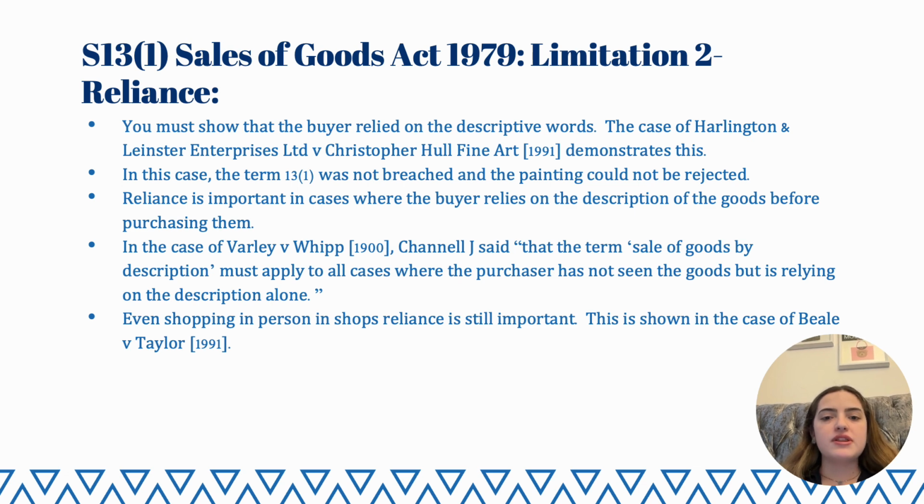When an employee was examining them, they claimed Christopher Hull knew nothing about the artist, as Harlington was an expert in this artist's work. Harlington purchased one for £6,000. It turned out to be a forgery. Harlington claimed for breach of implied term 13 subsection 1. The court stated that Harlington did not rely on Christopher Hull's description, but on the expertise of its own employees, so there was no breach of this implied term. Reliance is important in cases where the buyer relies on the description of the goods before purchasing them.